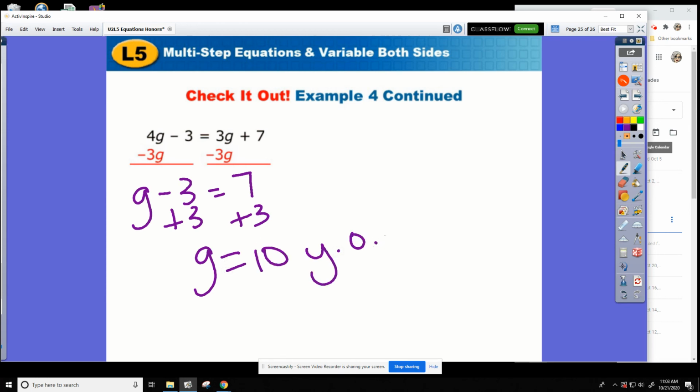Okay? Make sure you know what they're looking for and you write your answer as such. You could even write a sentence if you'd like. That would be awesome.